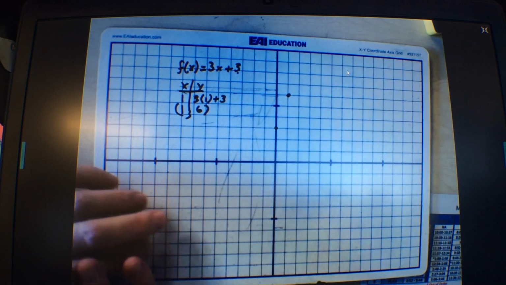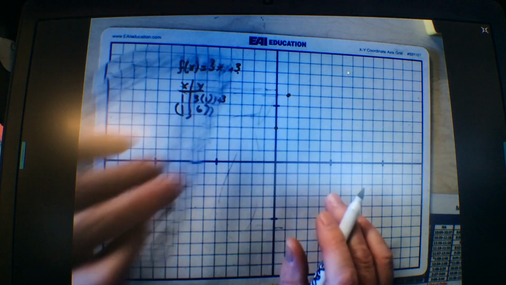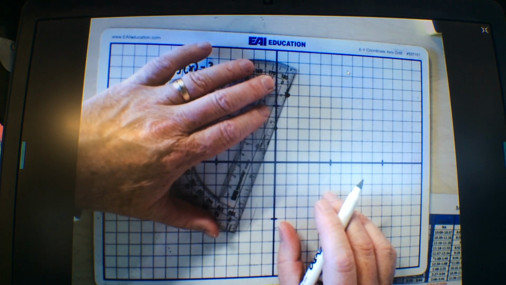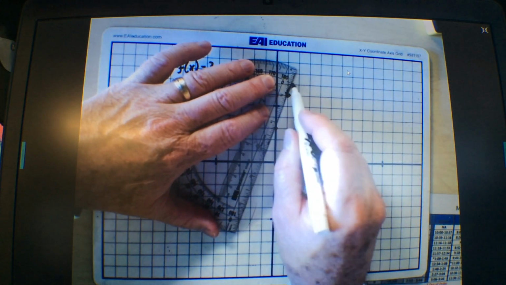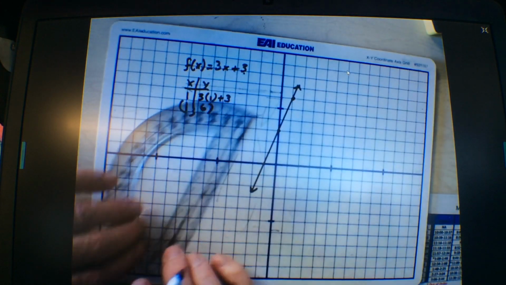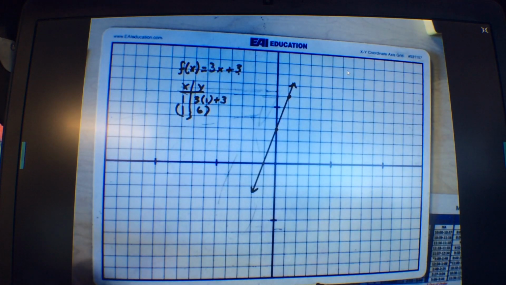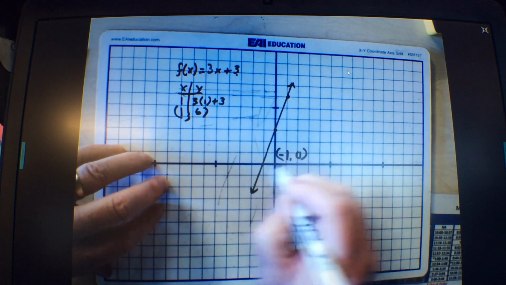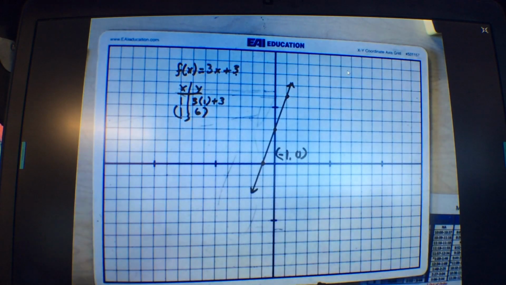Does everybody see? Now I have 2 points. Now, it's very important that you use your straight edge really well, because you're going to find out where it touches the x-axis. Okay? Where is the 0 of the function? Where does it touch the x-axis? -1. So it is at (-1, 0) right here. That's the point that touches the x-axis.